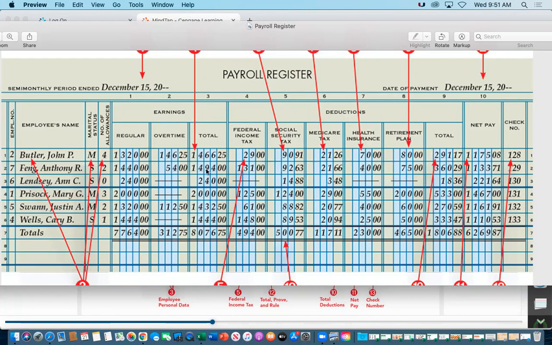This total, we said, is total earnings or gross pay. If you remember, gross pay, G comes before N. We've talked about this in various classes. So this is money you make before deductions. And then the net pay amount is your total earnings minus your total deductions to get net pay.